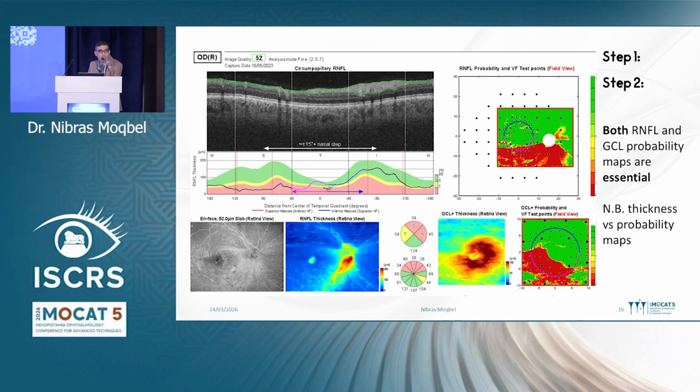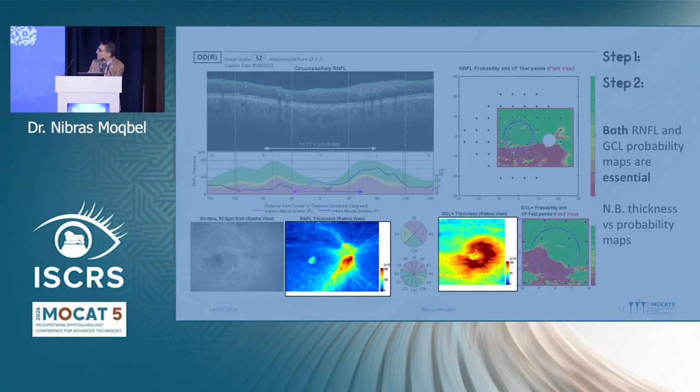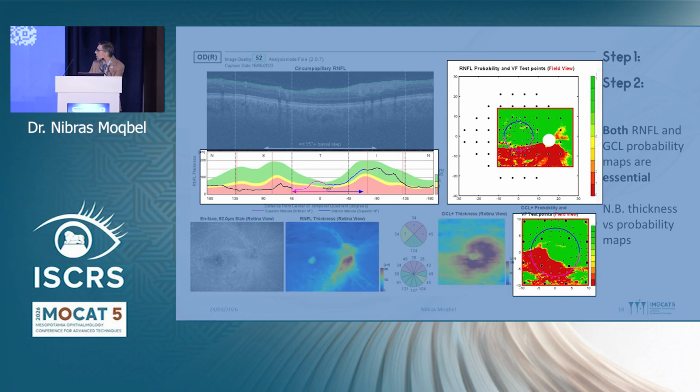What's the second step? We should look at both the thickness maps and probability maps for both the retinal fiber layer and the ganglion cell complex. You can see there are thickness maps like these. The ones on your right hand and on your left hand are the thickness maps for the nerve fiber layer, while this side is the thickness map for the ganglion cell layer, while these are the probability maps. The one on your left hand is the circumpapillary nerve fiber layer. This is the probability plot for the retinal nerve fiber layer, and the lower one is for the ganglion cell layer.